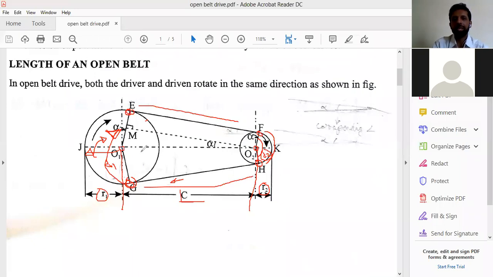Now, let us start from one particular point. The belt is going to start at G, then G, J, E, which is the arc R1, since it's going to be an arc.